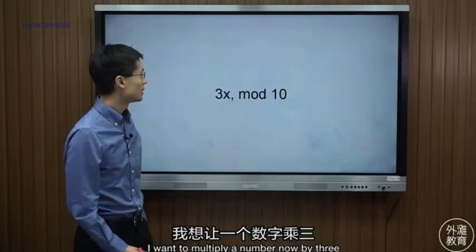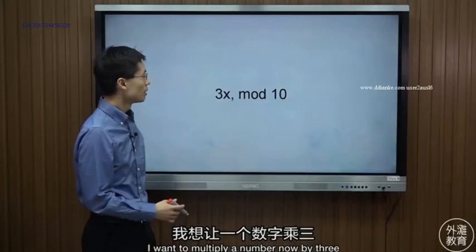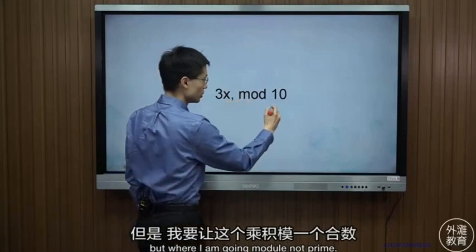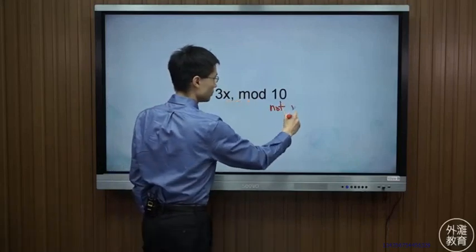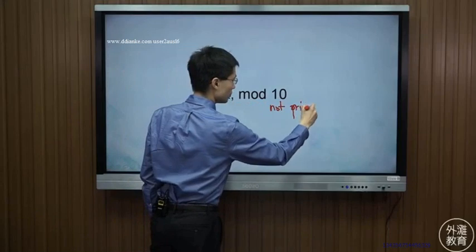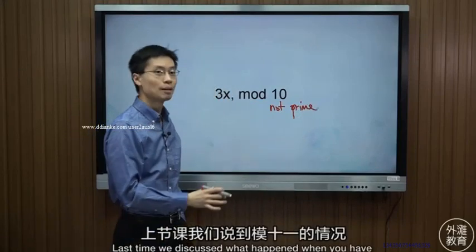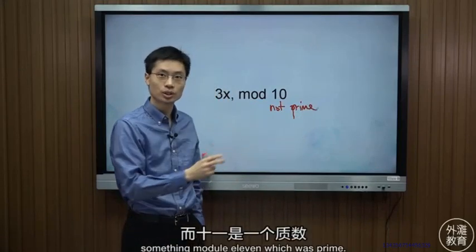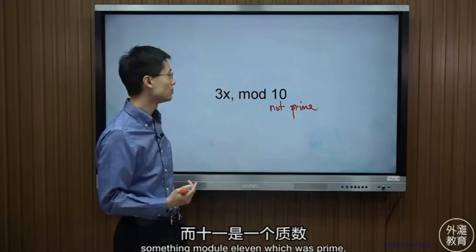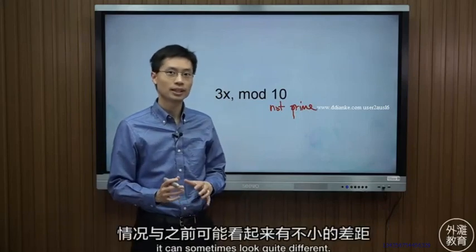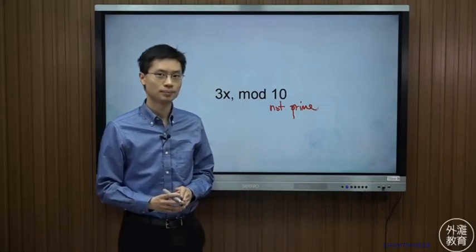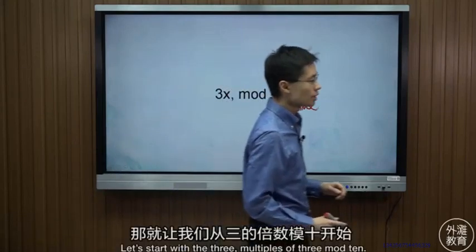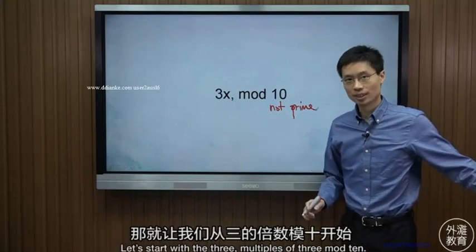I want to multiply numbers now by 3, but where I'm going modulo, not prime. Last time, we discussed what happened when you had something modulo 11, which was prime. When things are not prime, it can sometimes look quite different. Let's start with the multiples of 3, mod 10.